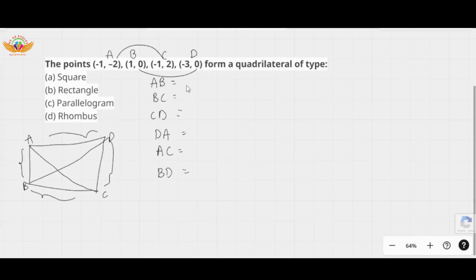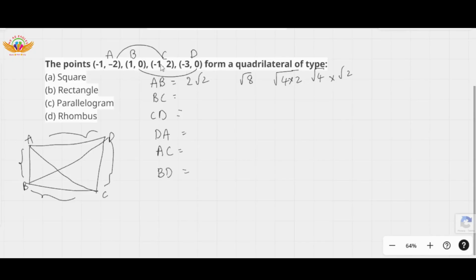So what is AB? When I do AB, I'm doing it directly because it is a 1 mark question. Don't take too much time to calculate. Directly, let us do it. Root of 1 plus 1, 1 plus 1 is 2, 2 squared, and again 0 plus 2, 2 squared. So 4 plus 4, that is root 8. Root 8 can be written as 2 root 2. How? It will be 4 into 2, right? So I can write it as root 4 into root 2. So root 4 is 2, and root 2.